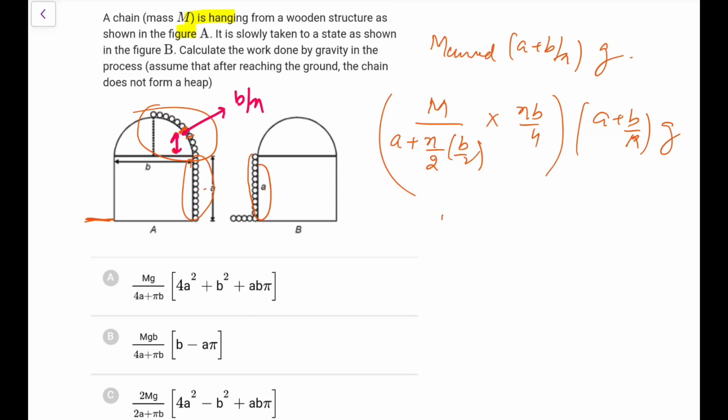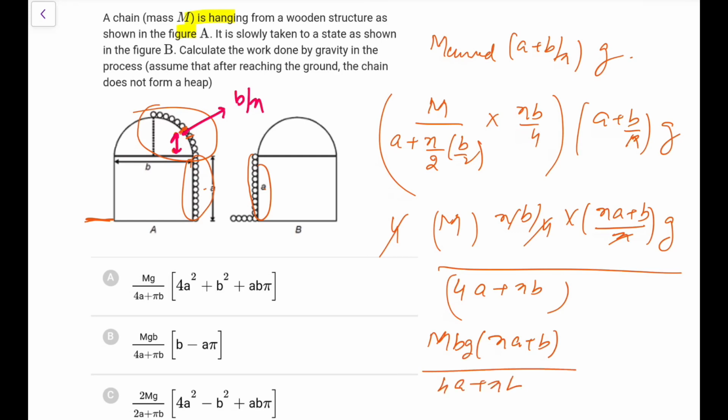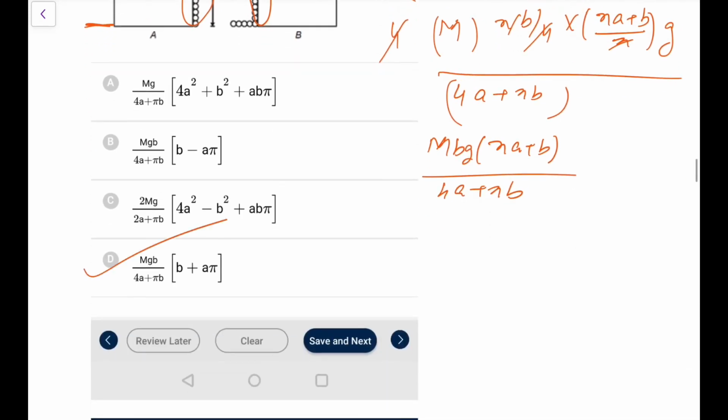So if I do this, what I am getting, m into pi b by 4, I can do this as pi a plus b upon pi into g, and if I do this, this will come out as 4a plus pi b, and this 4 will cancel, 4 and 4 go, pi and pi go. So m b into pi a plus b into g upon 4a plus pi b. If I am getting any option, yes, this is option D, that is the answer here.